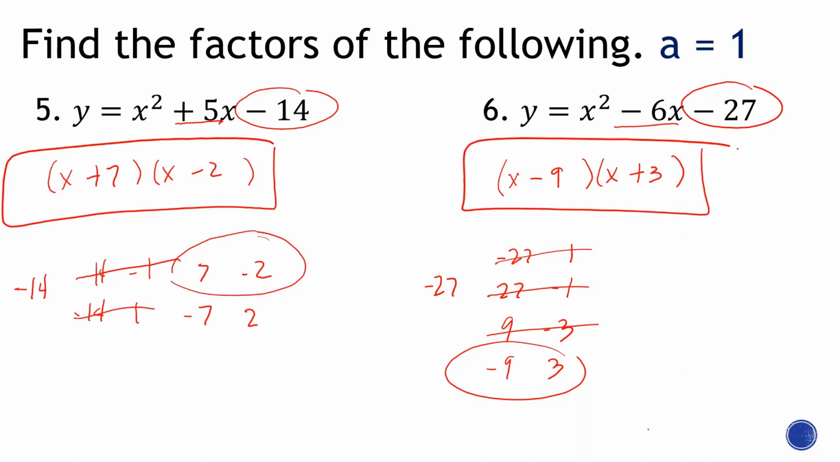There you go. So that's how you find the factors of quadratic equations in the form of ax squared plus bx plus c, where a equals 1. In the next video, I will be teaching factoring quadratic equations in the form of ax squared plus bx plus c, where a is not equal to 1. That's going to be a different method than this one.